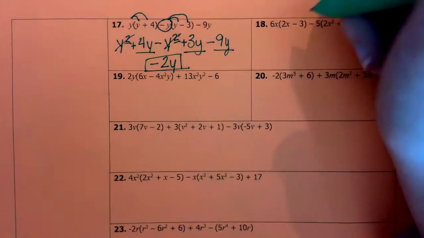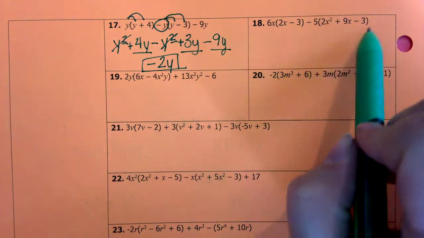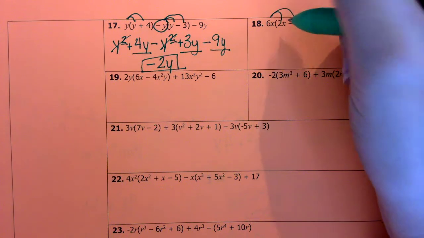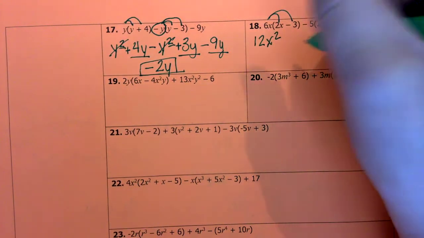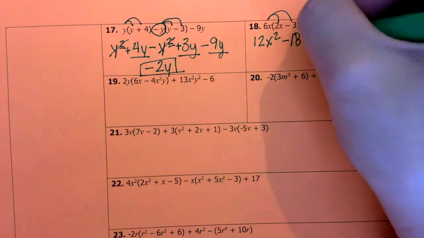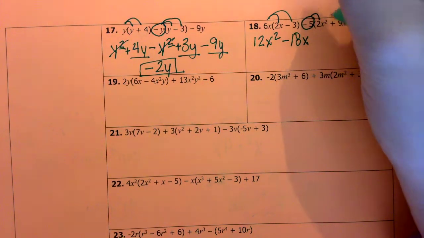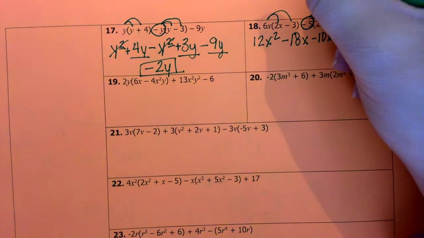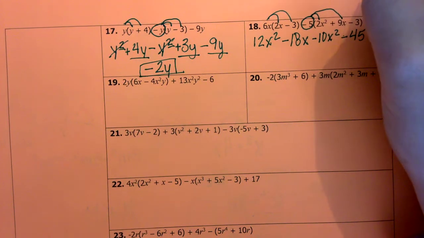Now on number 18, I have the same thing, but I have two multiplications where one of them is multiplying by a trinomial. So I'm going to multiply that 6x. 6x times 2x gets me 12x squared. 6x times negative 3 gets me minus 18x. I have minus 5 times 2x, which gets me a negative 10x squared. Minus 5 times 9 gets me a minus 45x.